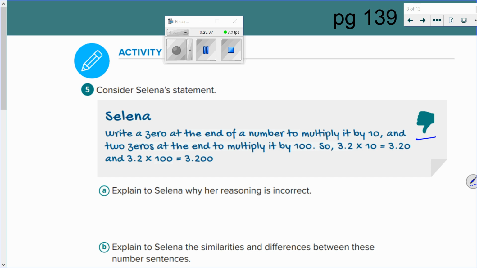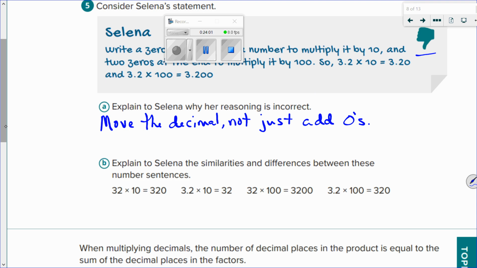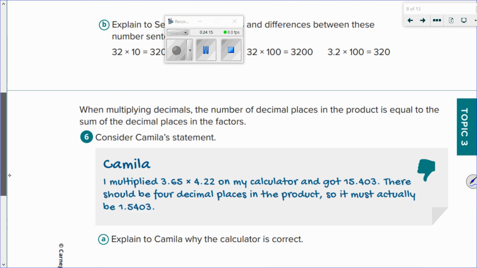So what you're supposed to do is move the decimal point, however many zeros there are. But what she did, she just literally put 2 zeros at the end. Good. So it's really move the decimal, not just add zeros. So she was correct in the case of whole numbers. If it's whole numbers, I'm multiplying by tens or hundreds. All I'm doing is adding zeros. But when I throw the decimals in there, it's actually just moving the decimal. Okay? Explain to Selena similarities and differences between those. I'm actually not going to stress about that because we're down to almost no time.